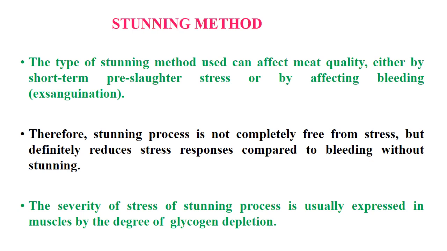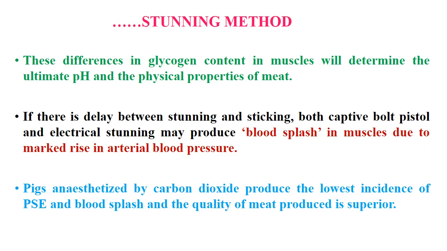The severity of stress of the stunning process is usually expressed in the muscle by the degree of glycogen depletion. So just before slaughter, the stress due to the stunning process will cause an immediate muscle glycogen loss. When it is too much, that causes PSE meat. In continuation about the stunning method, as I mentioned, the glycogen level will be affected due to the pre-slaughter stress, and that will affect the muscles and determine the pH decline. We have discussed earlier the post-mortem pH decline. So that pH decline will be affected, and accordingly the properties of meat will be affected.